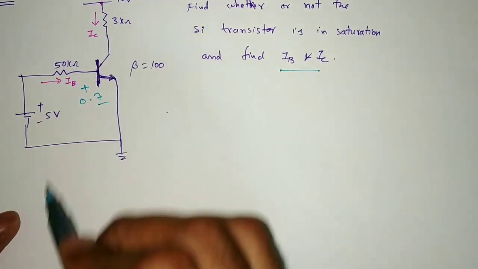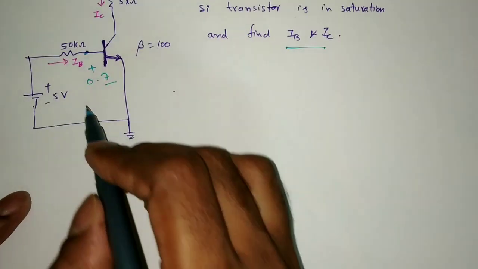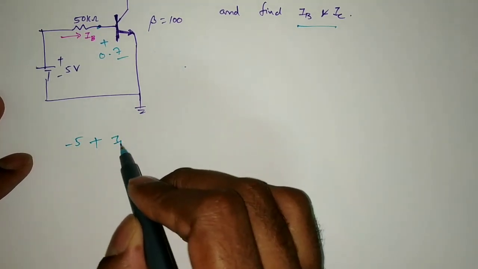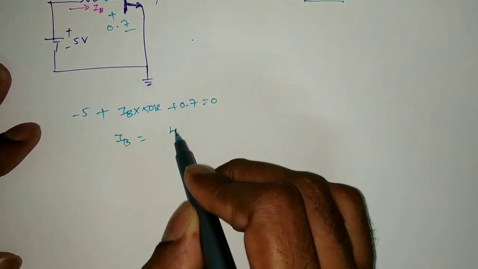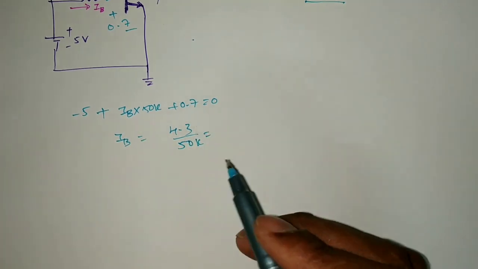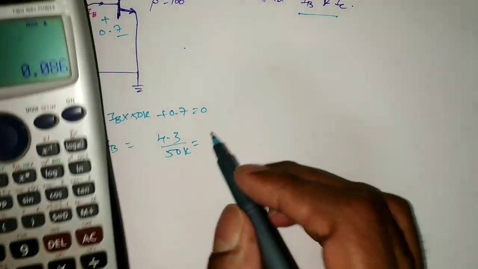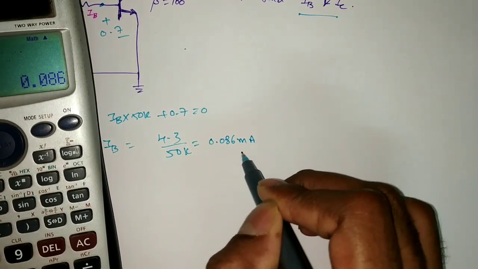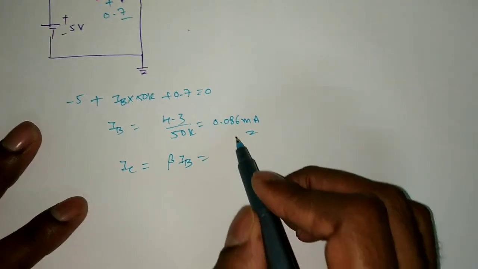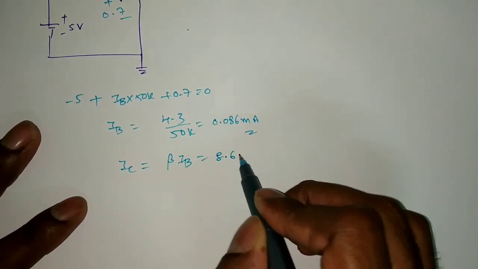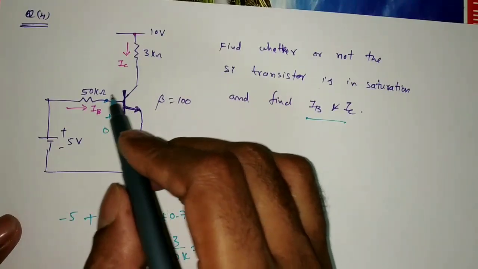I will assume it is in active region. The emitter is connected to ground, so this will be 0.7. If I apply KVL: minus 5 plus IB into 50 kilo plus 0.7 is equal to 0. So IB will be 4.3 by 50 kilo, which is 4.3 divided by 50, 0.086 milliamps. Then what is IC? Beta times IB, so 100 times that will be 8.6 milliampere.